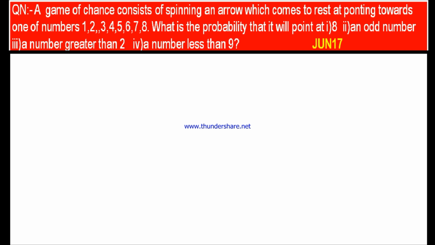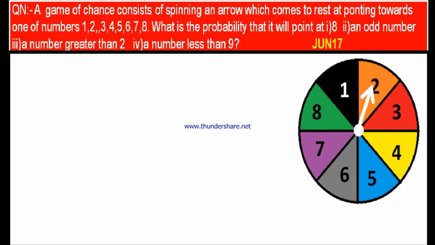A game of chance consists of spinning an arrow which comes to rest pointing towards one of the numbers 1, 2, 3, 4, 5, 6, 7 or 8. What is the probability that it will point at 8, an odd number, a number greater than 2 and a number less than 9? This question appeared in June 2017.